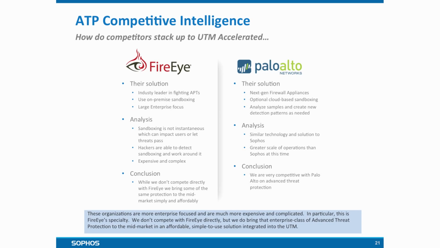It offers economies of scale that make it affordable for us to include this in the UTM at no extra charge. So while we don't compete directly with FireEye, we do bring the same type of protection and technology to bear on the problem, and in a much simpler, more affordable way. Now, Palo Alto also offers cloud-based sandboxing, similar to what we're launching with 9.2. They've been doing this for some time and have a significantly greater scale of operation than we do at the moment, but nevertheless, we are very competitive with what Palo Alto is doing as well.